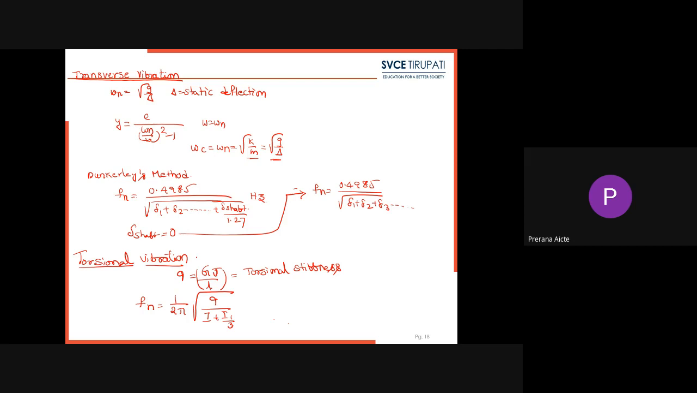In general, this torsional equation can be written as I theta double dot plus q theta is equal to 0, assuming that there is no damping in the system. What is G? G is the modulus of rigidity of the shaft, and J is the polar moment of inertia of the shaft cross section. And what is I1 in this particular formula? It is the moment of inertia of the shaft.